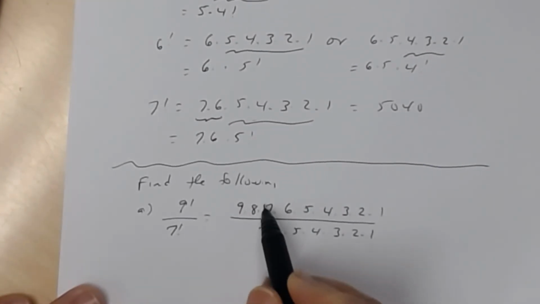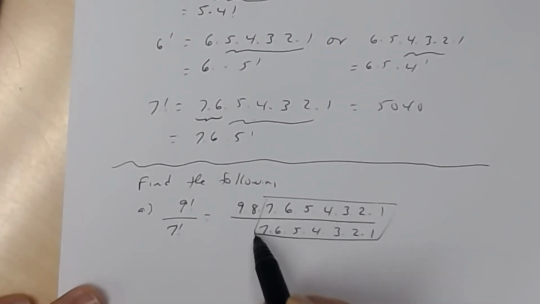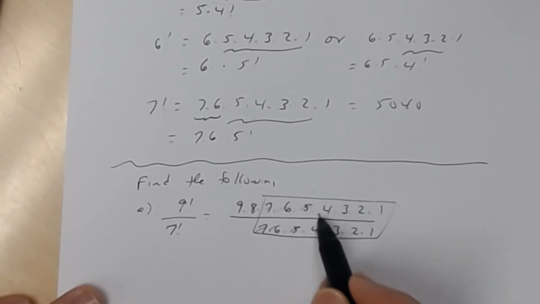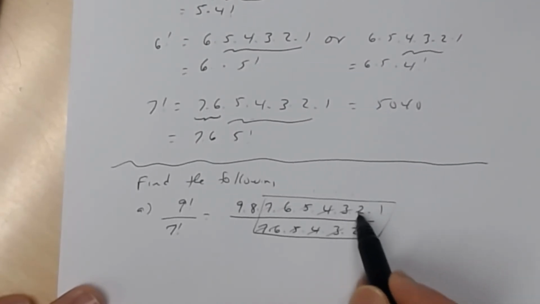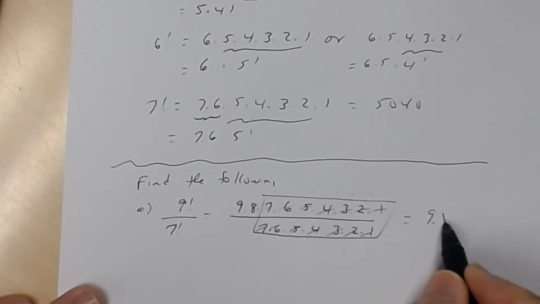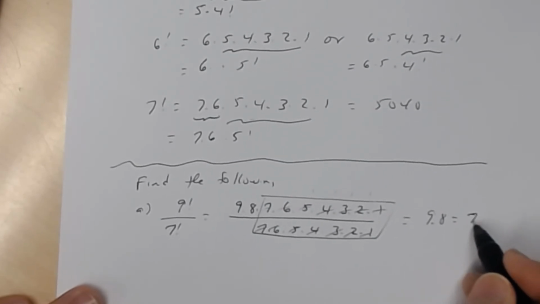But look at this. Why do all of this? See this right here? Any factor divided by itself, do y'all agree that's all ones? So really this is just 9 times 8, which is 72.